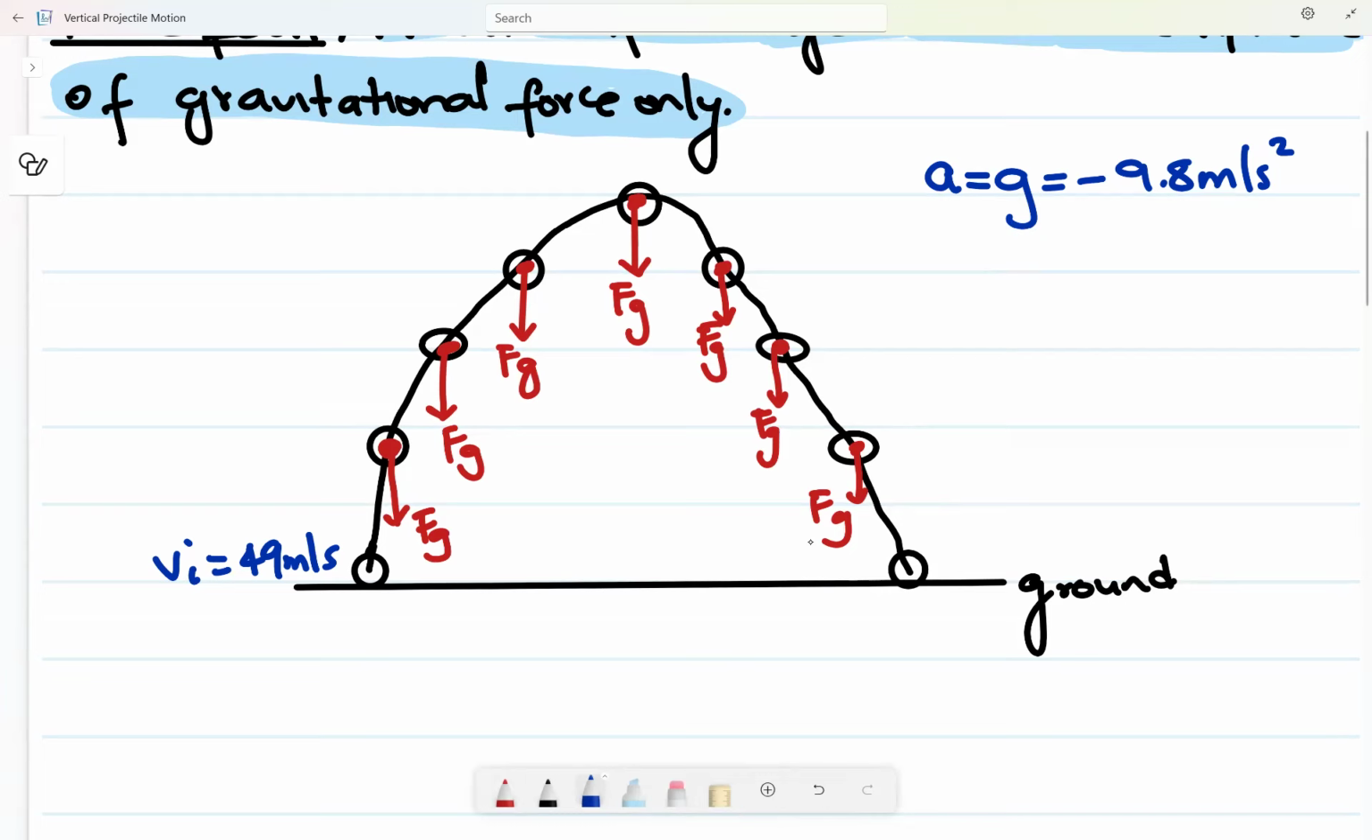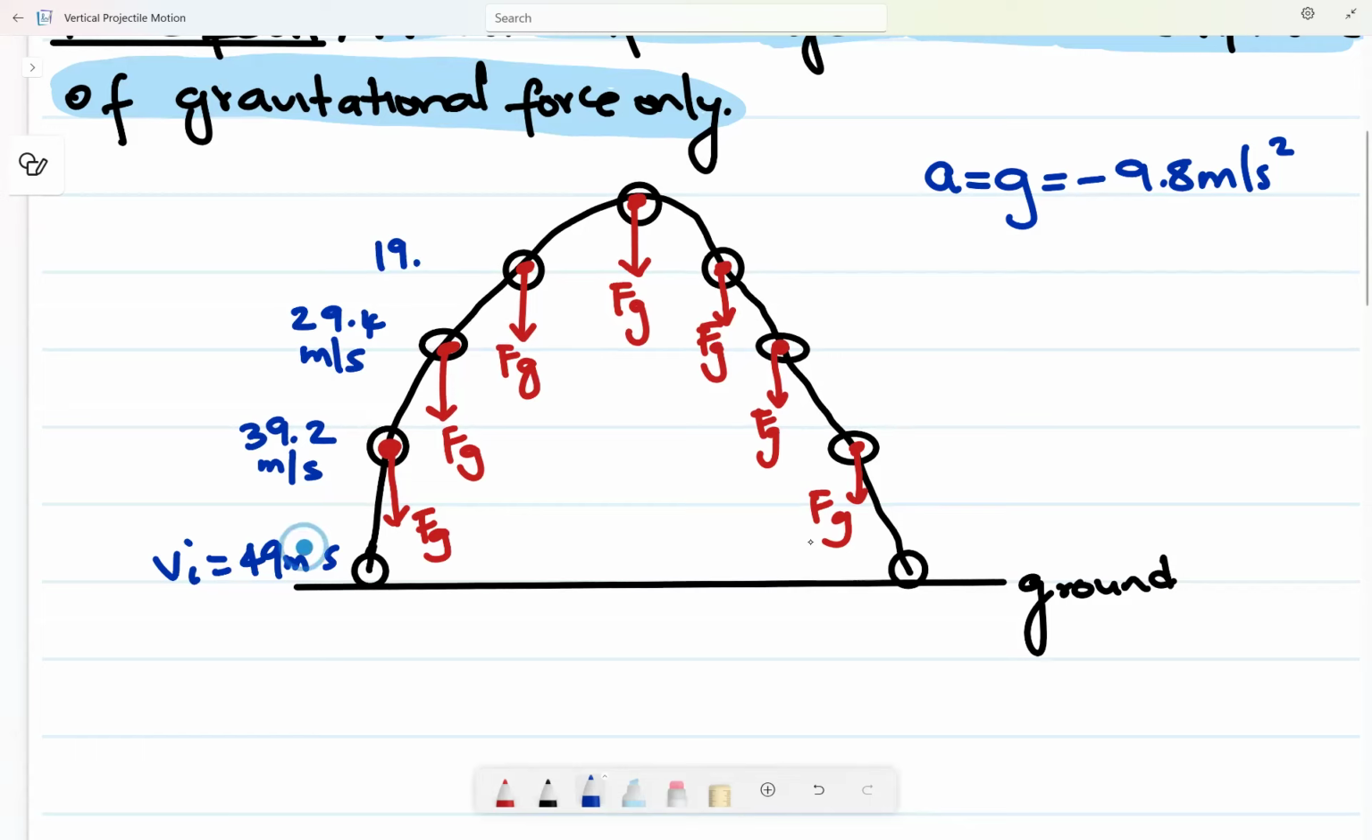So it means as our object is moving upwards, it is going to experience that gravitational acceleration, which is going to reduce this velocity. So if I subtract 9.8 there, we'll get something like 39.2 maybe. Then 39.2 minus 9.8, we get something like 29.4 here. Can you see what happens as it moves upwards?